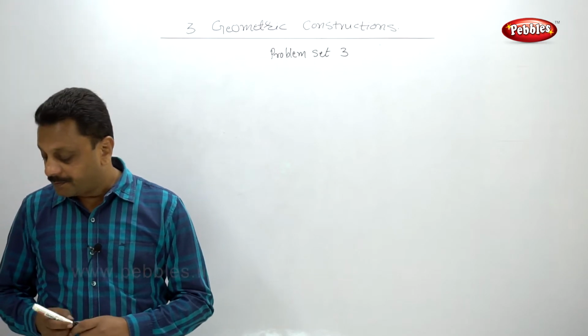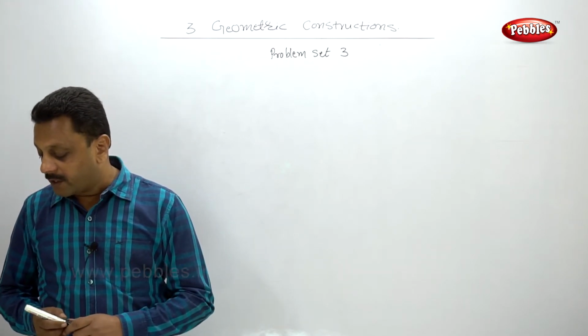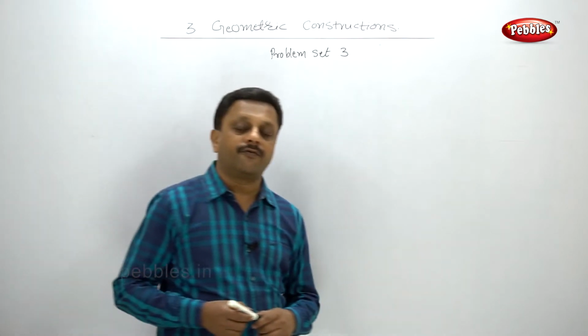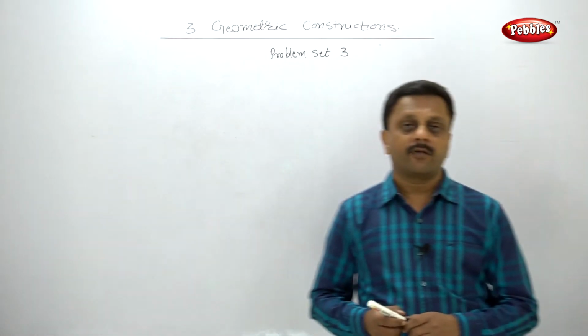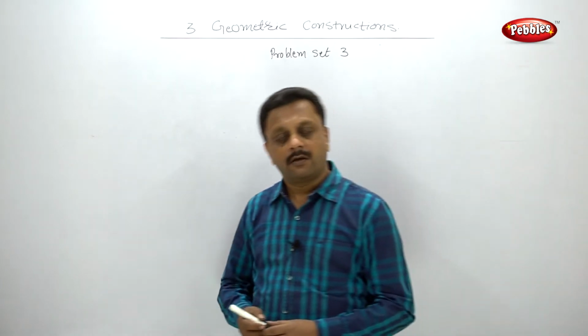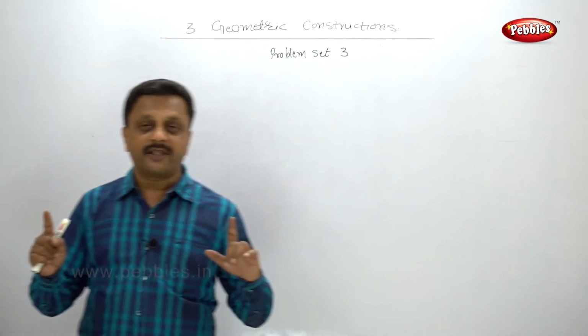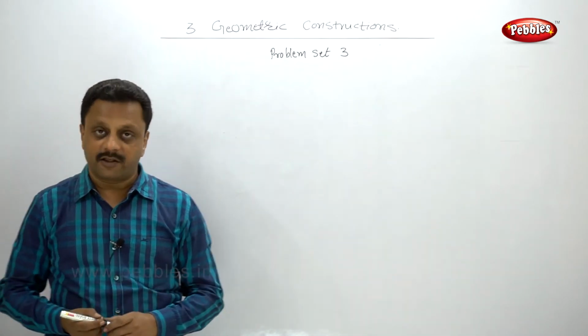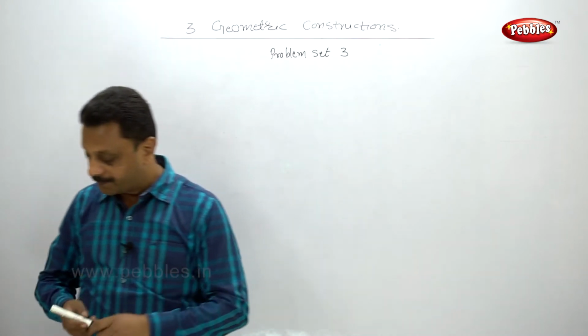Fourth example, construct triangle PQR such that PQ is 5.7 and angles P and Q are 50 degrees. Two angles are the same, so two opposite sides are also the same. This is an isosceles triangle. Very easy to construct. Draw the base first, then the two angles, where the rays will intersect. That will be your third point.